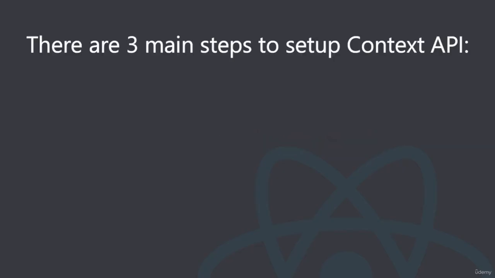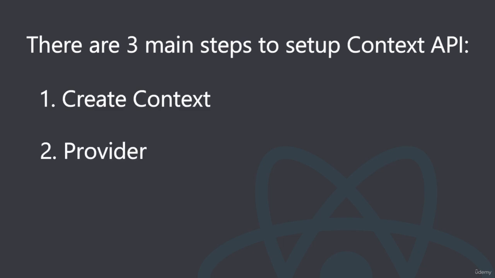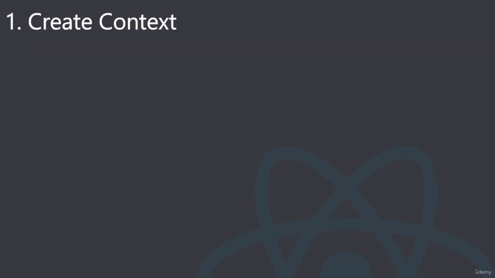There are three main steps I consider to set up the context API. Let me describe these steps. This will make the whole process easy. It's a simple three-step process. The first step is you create the context, second, provider, and third, the consumer. And trust me, these are just words, but implementing this is very simple. Now let's talk about the first step.